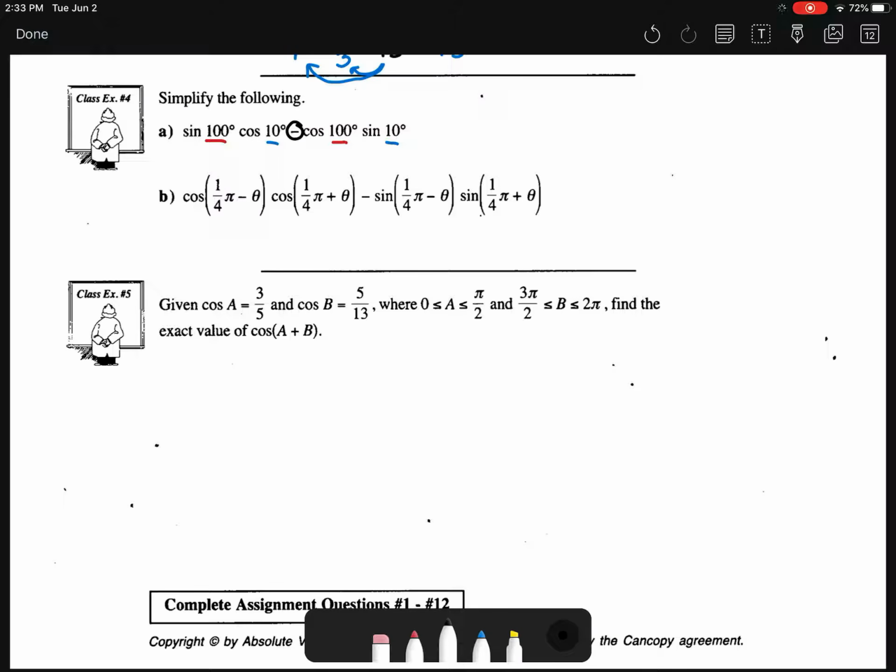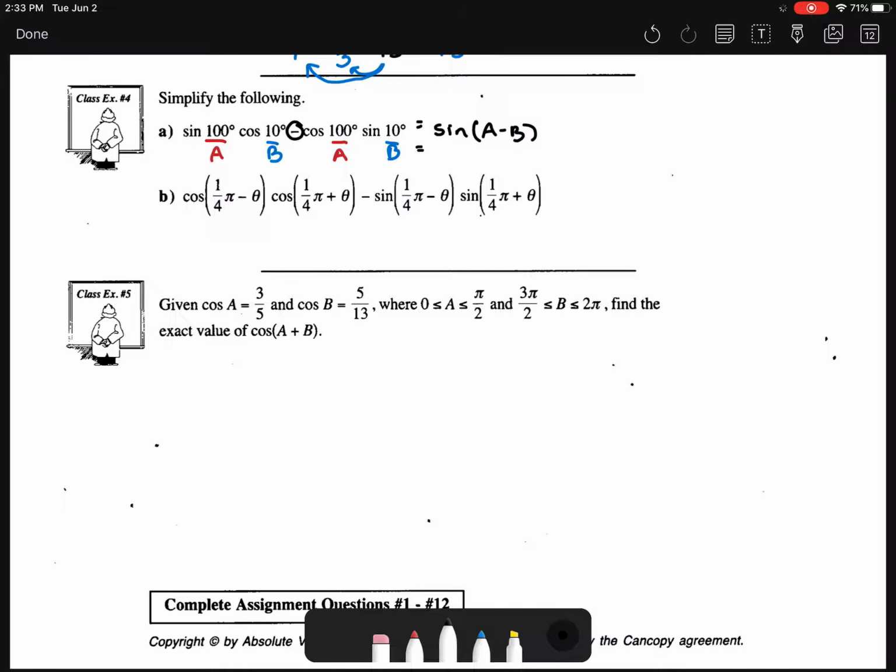Okay, so if you want to, go to the previous page, if you have the formula sheet with you, and look there. But where you see that, if I refer to what I did, the 100 degrees in red is A, and the 10 degrees in blue is B. I'm looking for sine A cos B minus cos A sine B. And again, what you'll see is that is equivalent to the sine of A minus B.